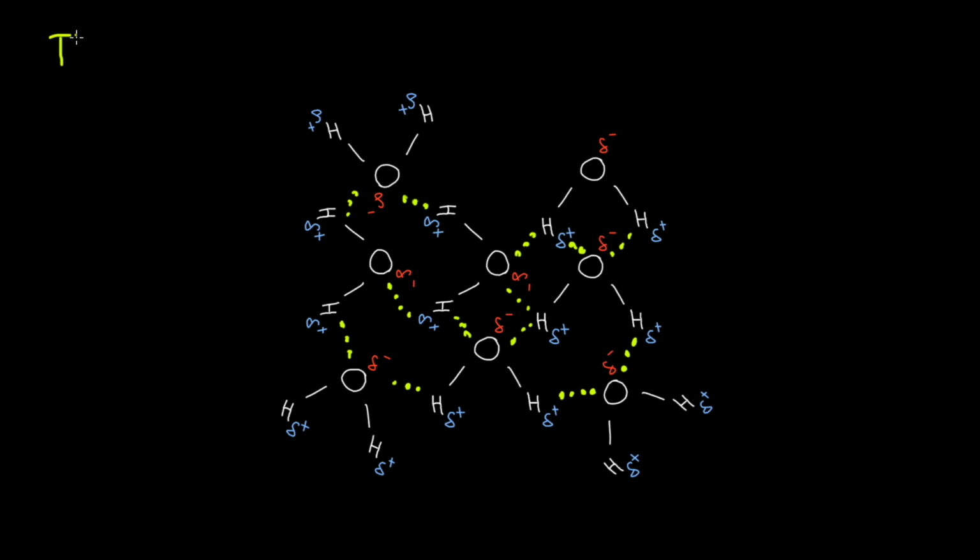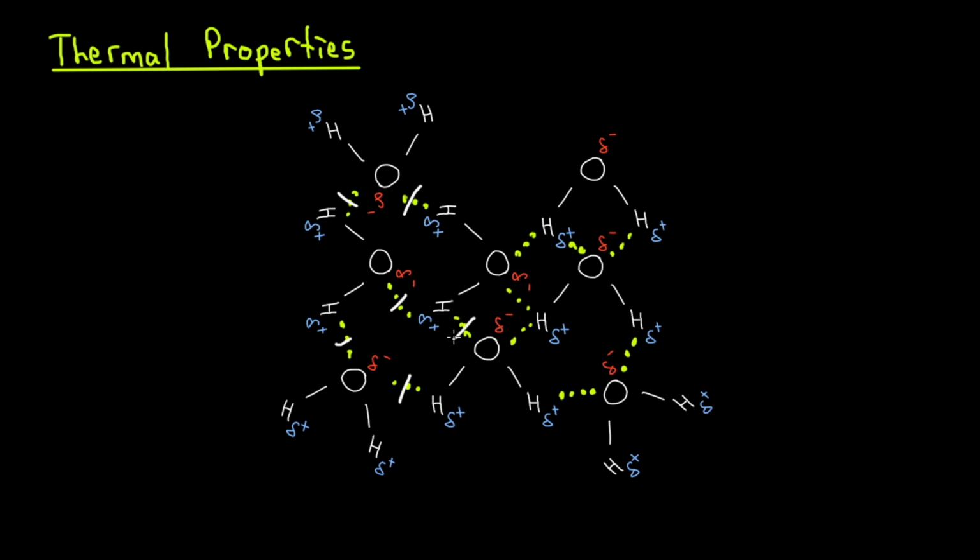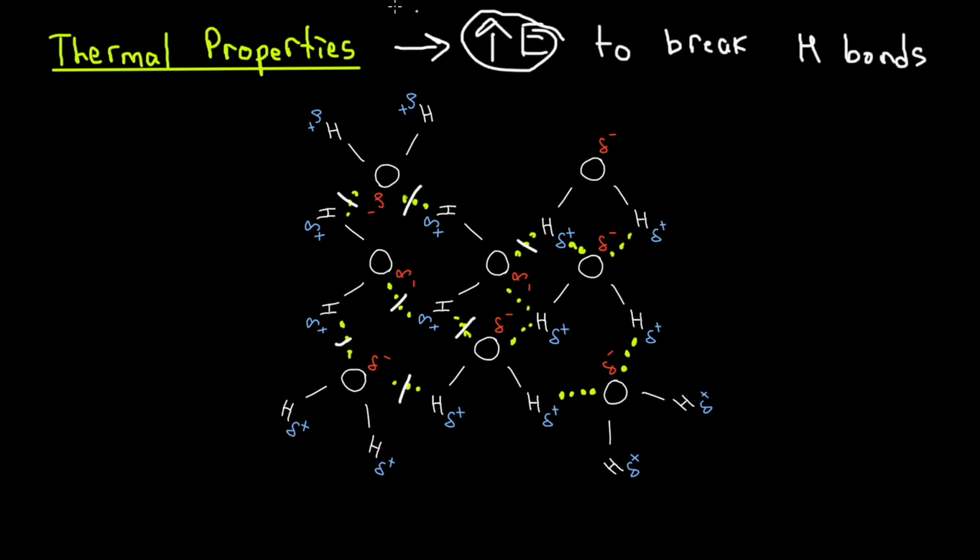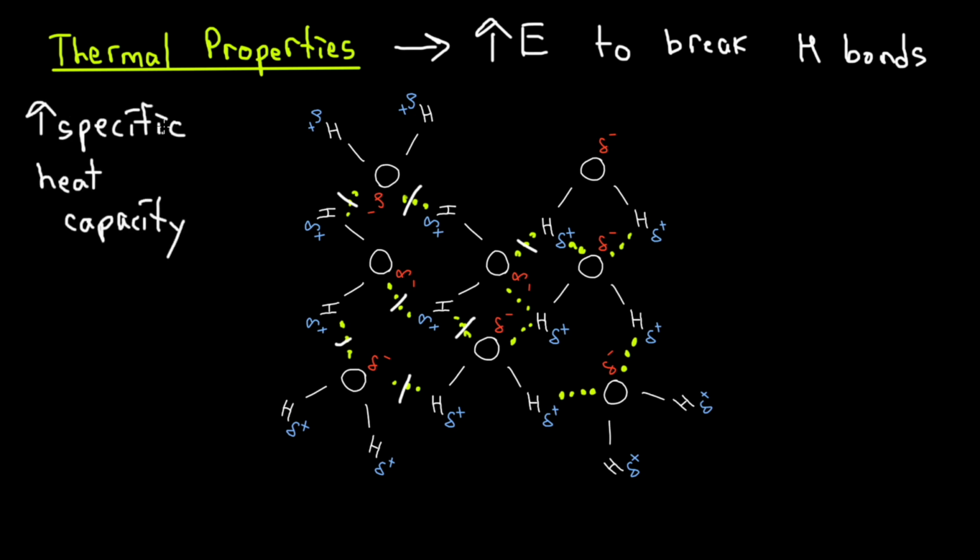Now let's talk about the thermal properties of water. Now, in order to break these hydrogen bonds and make water from liquid to gas, for example, we would need lots of energy. Now, due to the fact that we need a high amount of energy to break such an abundance of hydrogen bonds, water possesses a property of high specific heat capacity. And essentially what this means is that it requires lots of heat to be absorbed by these molecules in order to raise the temperature by 1 degree Celsius.